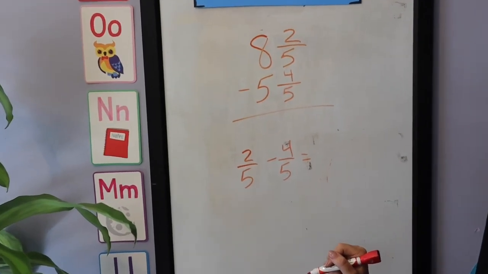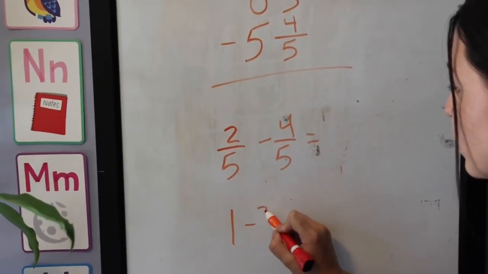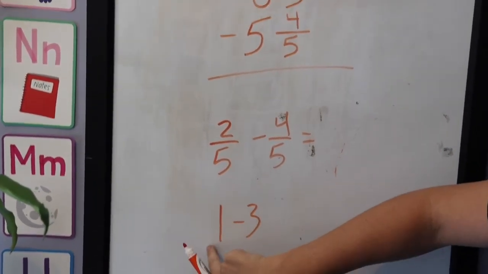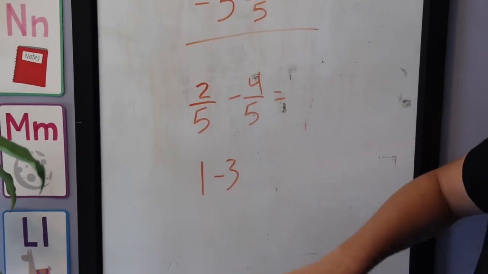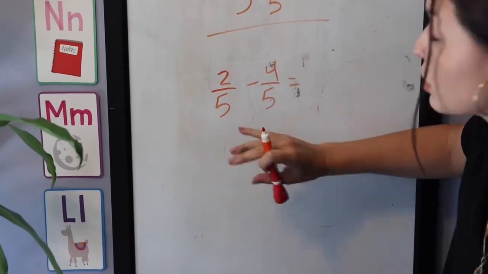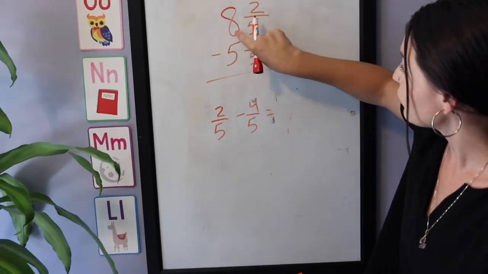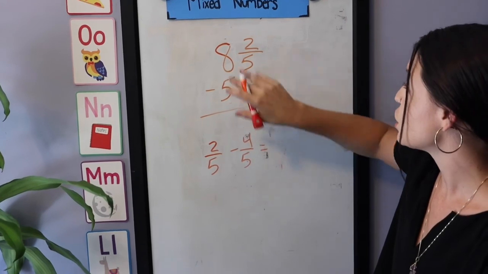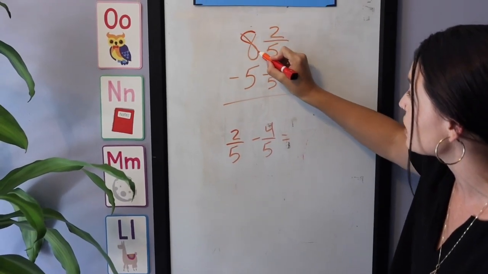Hold on a second. Just like when we're subtracting whole numbers, so if we did 1 minus 3, if your first number is smaller than the second, you have to regroup, right? Just like in normal subtraction. So we're going to have to borrow. So we're going to come back up here, and our whole number is 8. So if we're going to borrow one whole and put it into a fraction, we're going to cross it out.